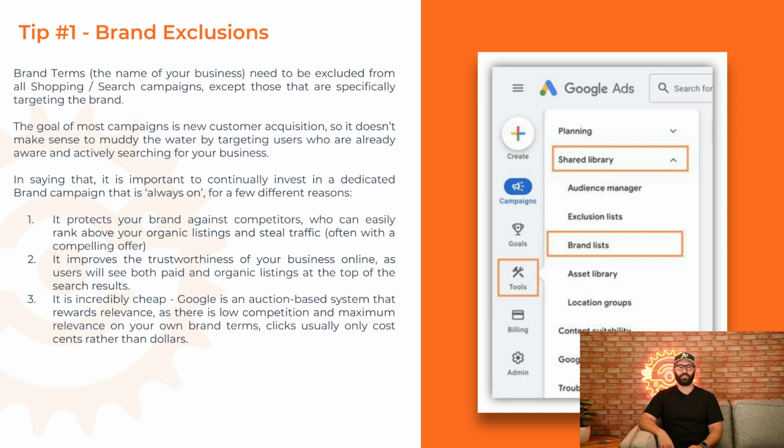The only way to objectively measure acquisition campaign performance from a true ROI standpoint is to move all brand traffic to a specific branding campaign with a clearly defined daily budget. Usually this daily budget is very small, not because brand doesn't generate much traffic, but because it is so cost-effective to run. Google is an auction-based system that rewards relevance, and as a result, the effective cost per click on brand terms is typically measured in cents rather than dollars.